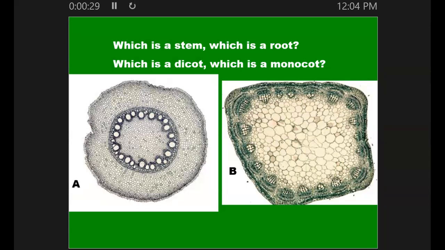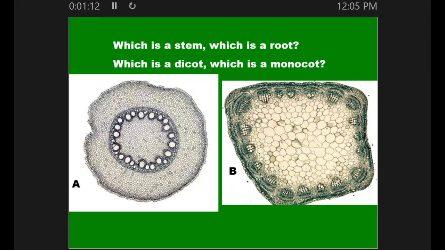So here's a question for you. One of these is a stem picture and one is a root picture. Can you think of which one is the stem? Now you need to look at the vascular tissue and see how it's oriented in that cross section. You say, okay, is the vascular tissue closer toward the center of that cross section, or is it more toward the perimeter? That will help you decide.